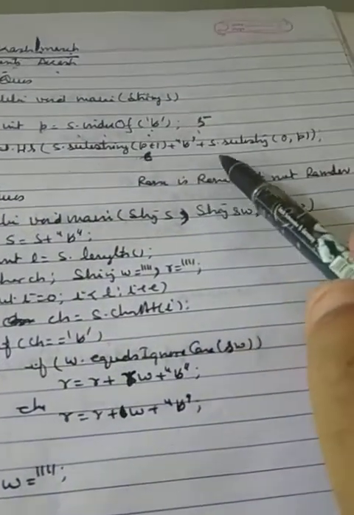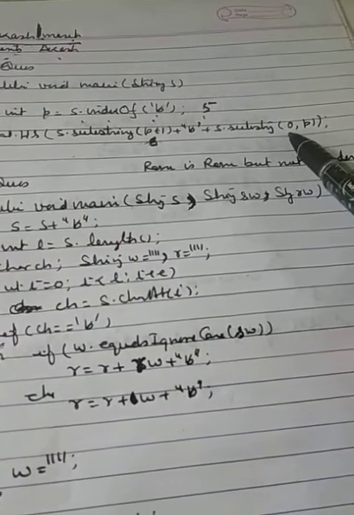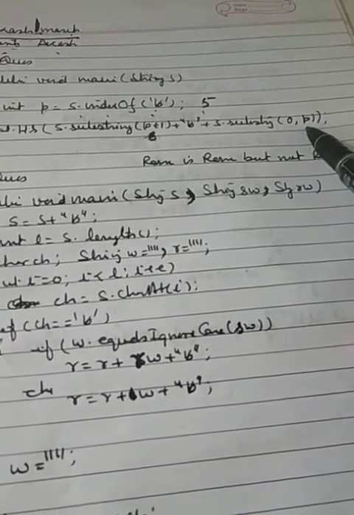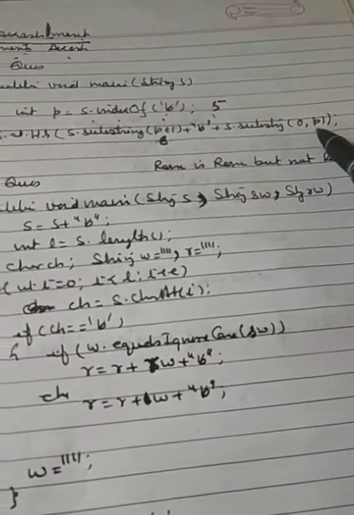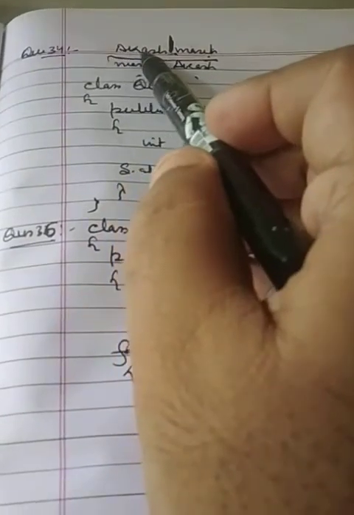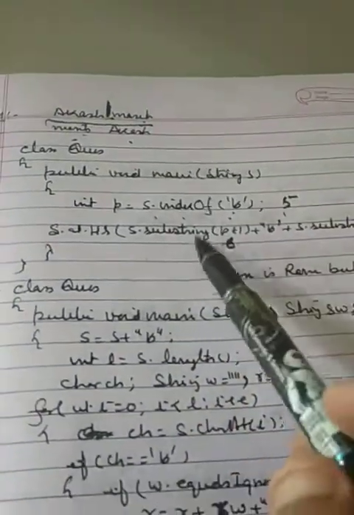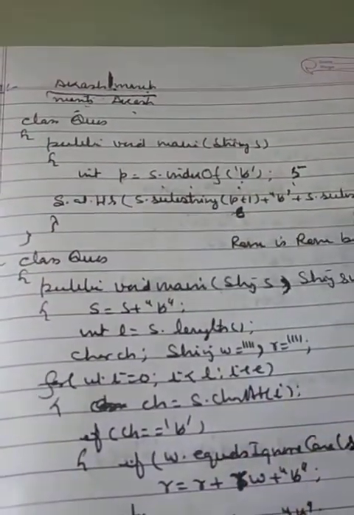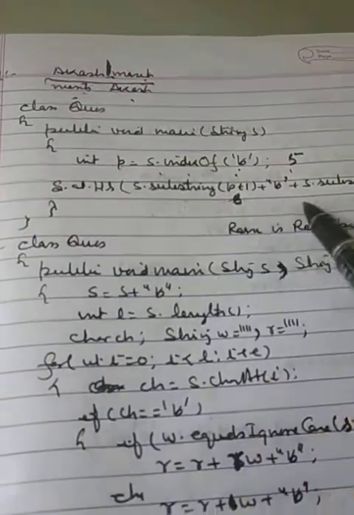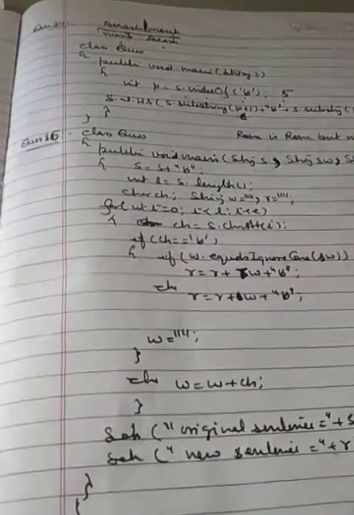Then space. Then s.substring(0, p). Now this format of substring, what it does is start picking characters from this position up to the character before the final position. So when you say 0 comma 5, it will pick the characters from 0 to 4: 0, 1, 2, 3, 4. So it will pick Akash. So what will be output? Masih Akash. If you give Akash Masih, you will get Masih Akash. If you give Sanjeev Sharma, you will get Sharma Sanjeev. If you give Amit Kumar, you will get Kumar Amit. Did you get that?